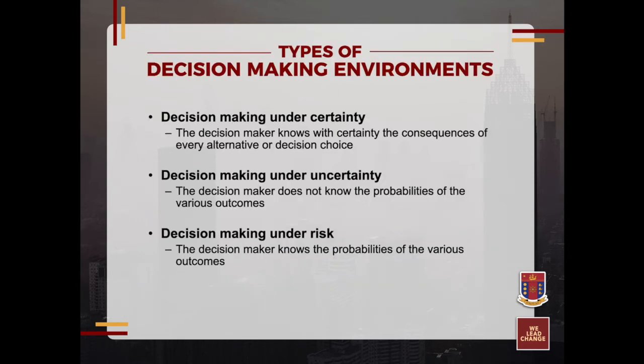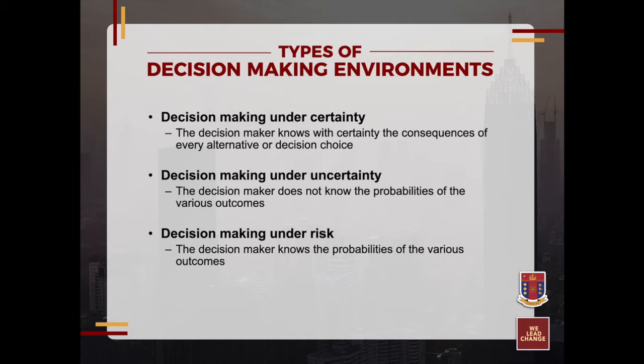So there are different types of decision-making environments. One is decision-making under certainty. As you can see here on screen, the decision maker knows with certainty the consequences of every alternative or decision choice. So it becomes easier for the person to choose an alternative because they know what would be the consequences right after. So it's very clear for them.